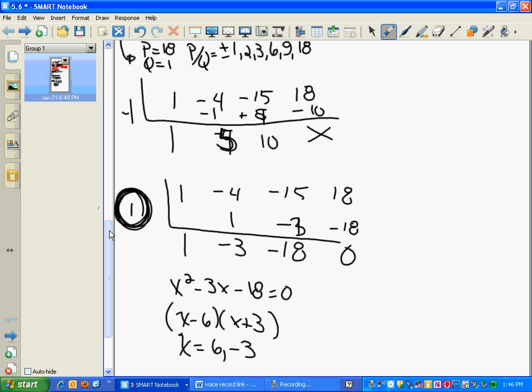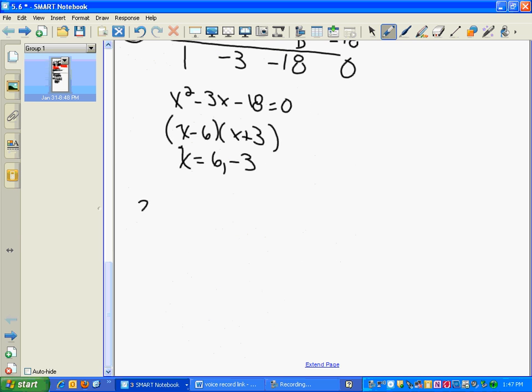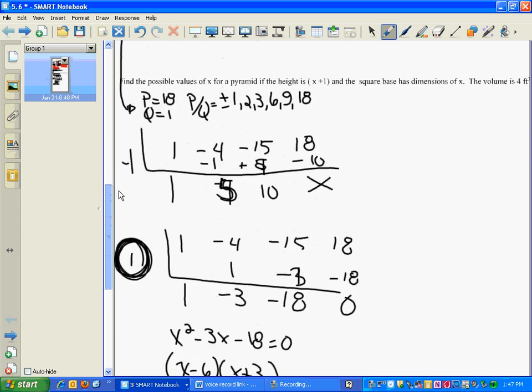Yes? When we figure out what the x equals with the positive 1 or -1, well, it's just 1. As a factor, it'd be x minus 1. So my zeros then are -3, 1, and 6. We got the 1 from the synthetic, and we're left with -3 and 6. Okay, you try the next one.